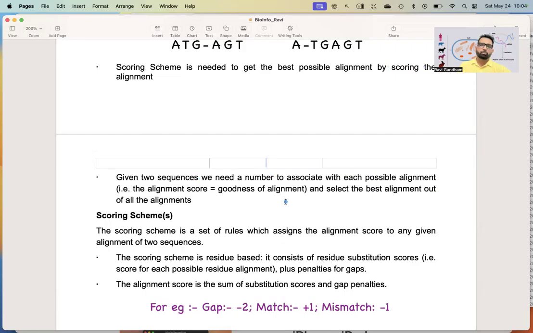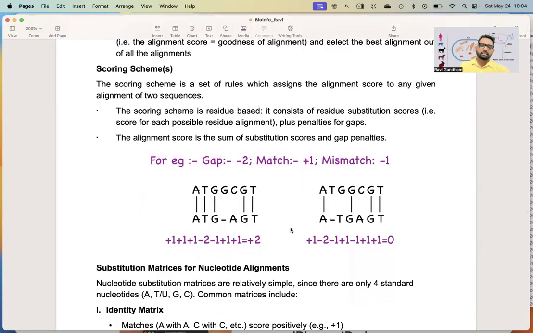Now what do you have here? You have, let's say, one scoring scheme. An example is given here. You have a gap cost. I say gap cost because it's a negative score. And then you have a match for which you have a positive score and a mismatch for which you have a negative score. So if this is the scoring scheme that you're using, let's now score your alignment.